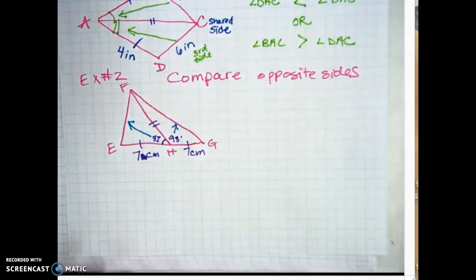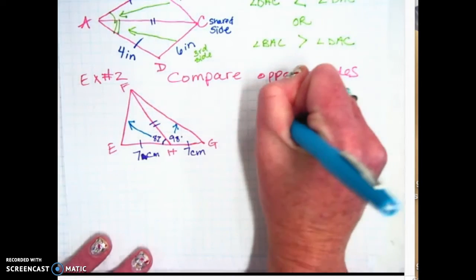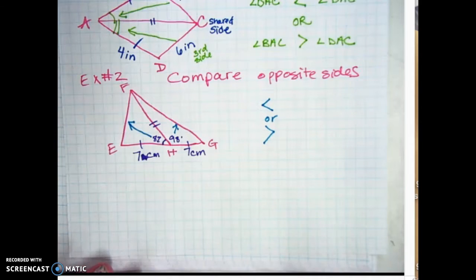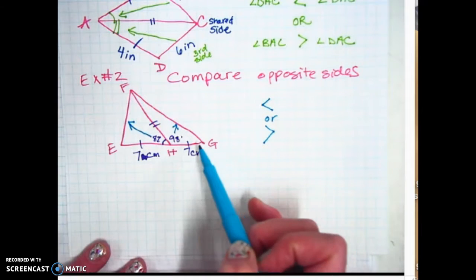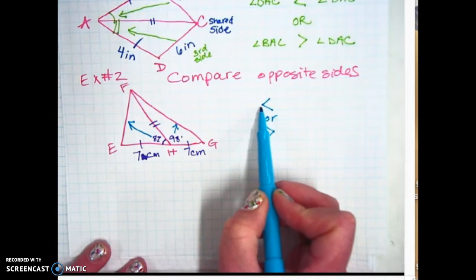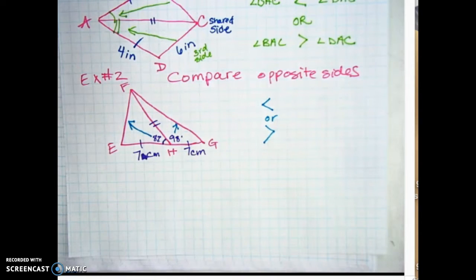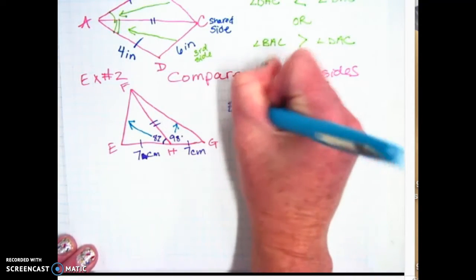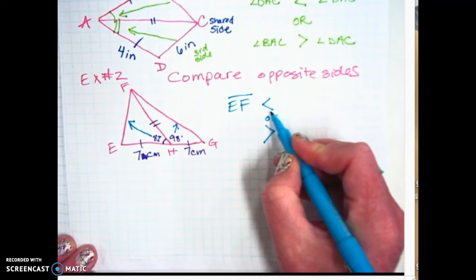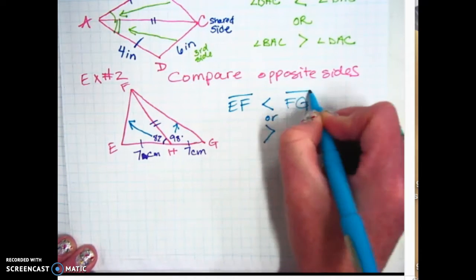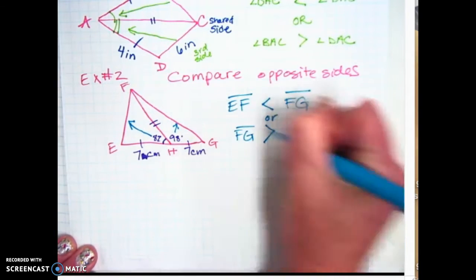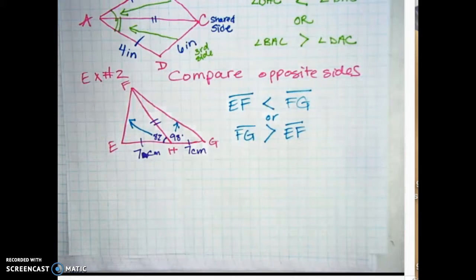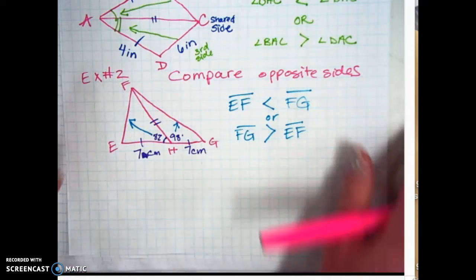Going this direction, I think it's really obvious which one's less than and which one is greater than, right? So we've got EF or FG. Which one is less, or the smaller, the least length? EF. So we're going to say EF is less than FG, or we could flip it around and say FG is greater than EF. Either answer is correct, right? Any questions on example 2?